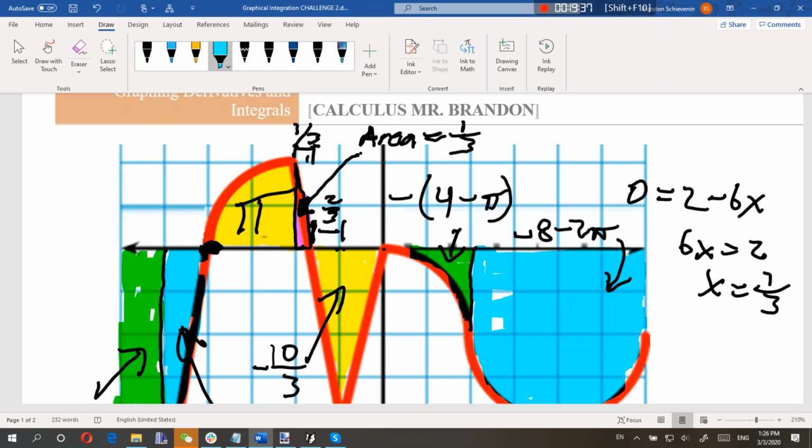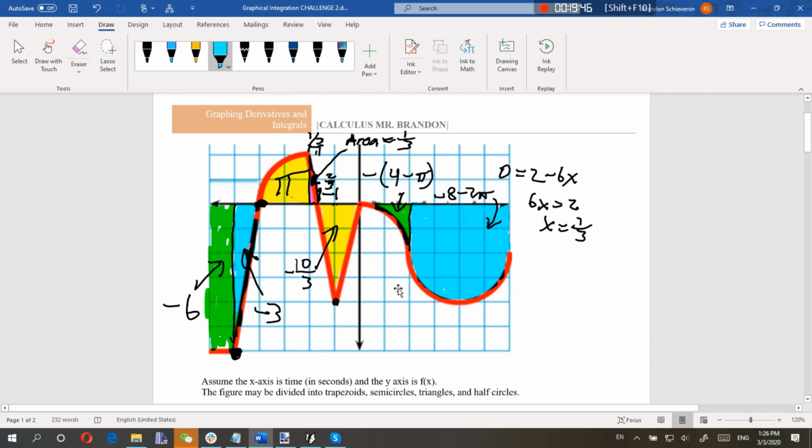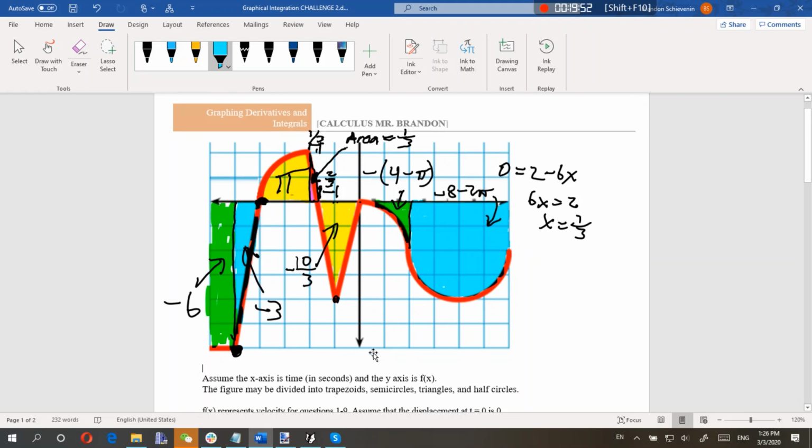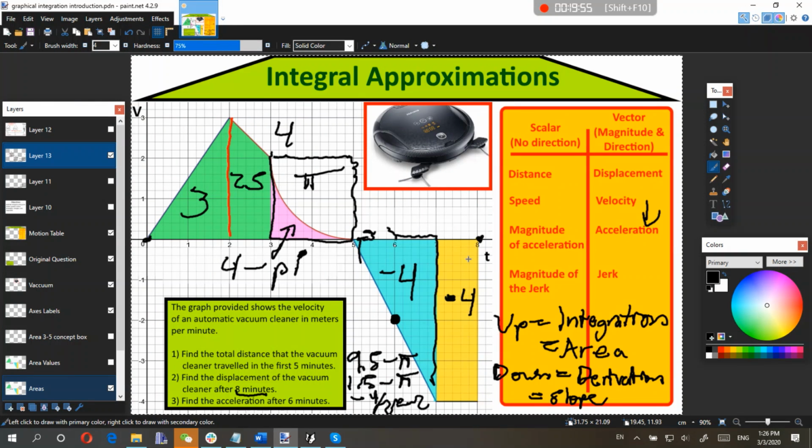Okay. So for questions 1 through 9, this graph represents velocity. The first thing I want to know is what was the speed 2 seconds before starting? Okay, I'm going to go back to my table.